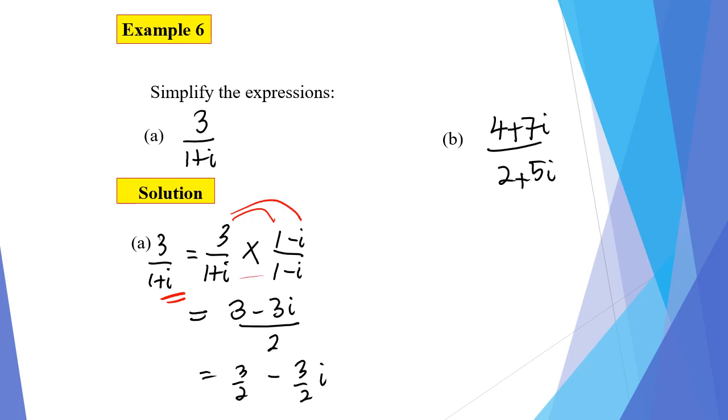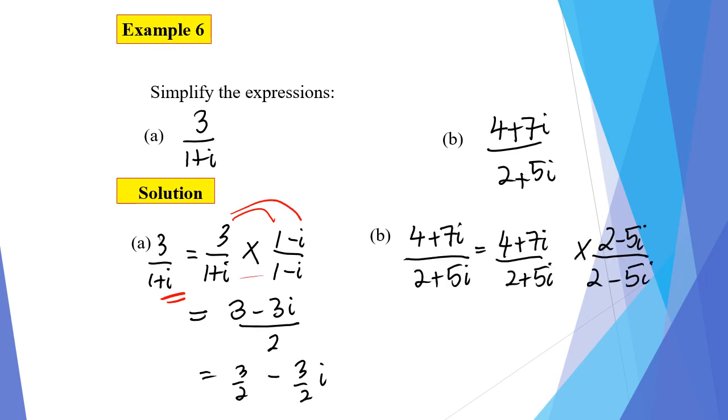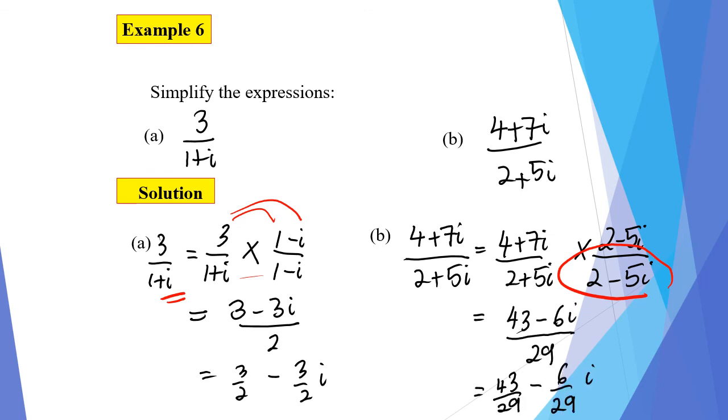For question B also, for 4 plus 7i divided by 2 plus 5i, we need to multiply with the conjugate of the denominator, which is 2 minus 5i. So expand everything and solve it, and you will get the answer. The answer is 43 over 29 minus 6 over 29i.